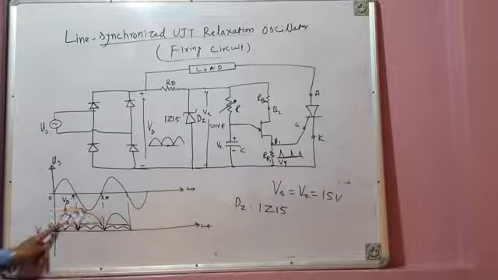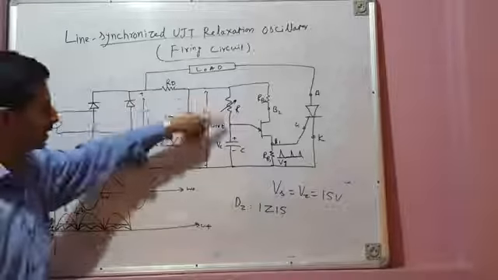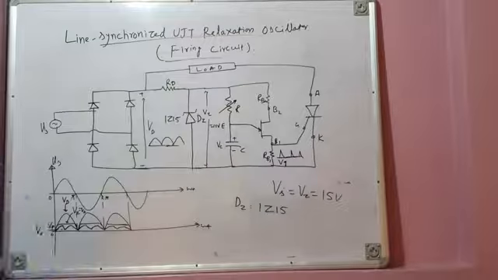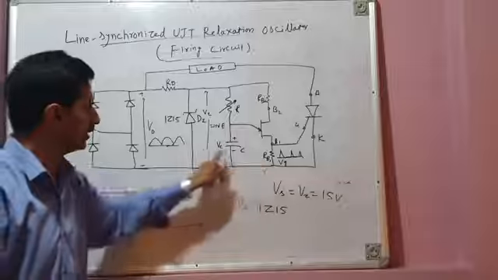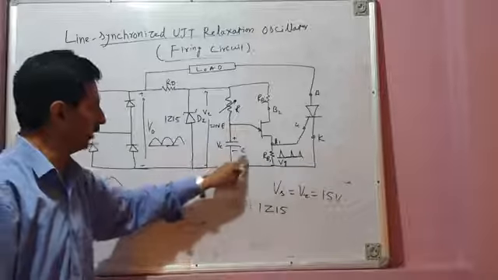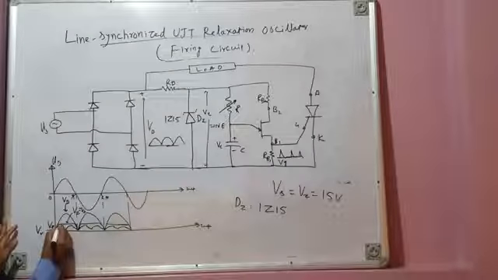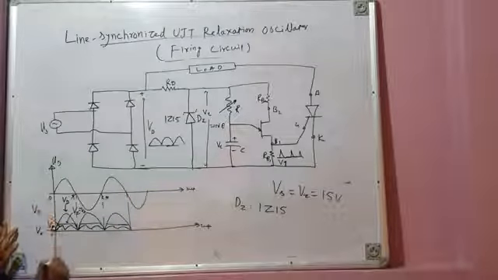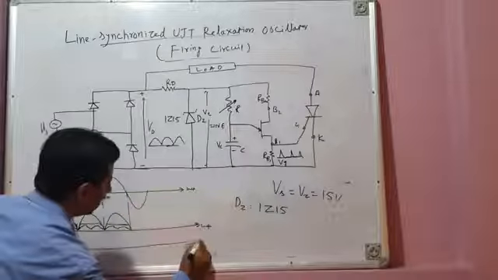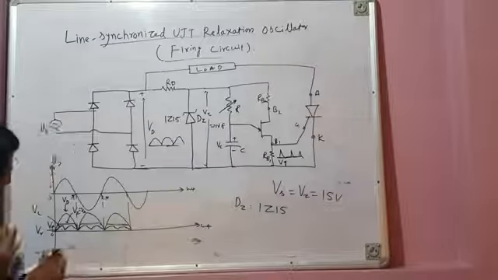So this is charging and discharging. The charging rate is decided by the RC time constant. And the discharging rate is decided by RB1 into C, which will also decide the width of the control pulse or firing pulse. So what is this voltage? This is VC, capacitor voltage. And then you will get firing pulses like this.